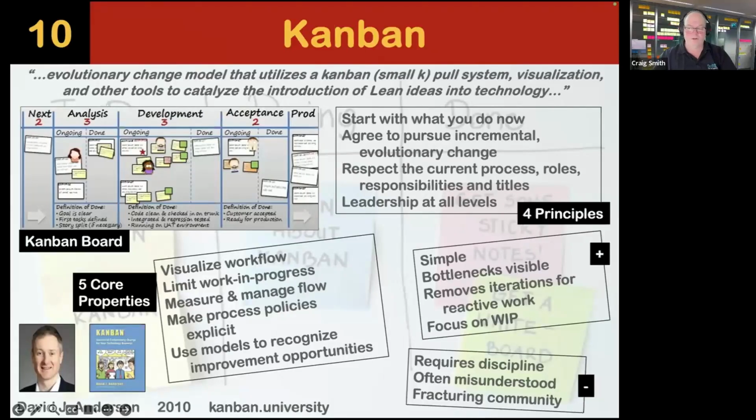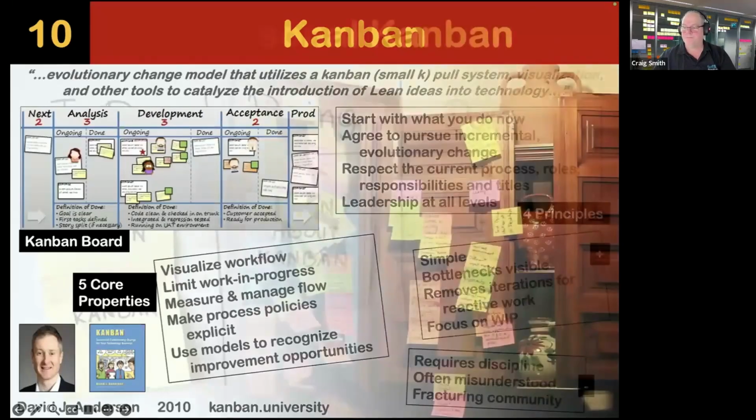So it's very simple and easy, but it takes a lot of discipline to do, and as I said, it is often misunderstood. The community has been a little fractured over the years, both with the Scrum community as well as within itself. But as an idea, it still holds a lot of weight.